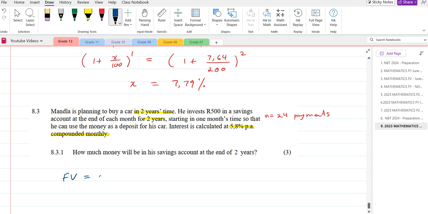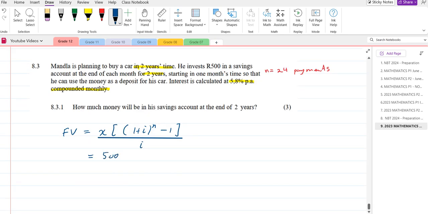Future value is equal to x into, because it's an annuity paying every month, 1 plus i to the power n minus 1, divided by the interest rate. Use this formula from the formula sheet, right? Now, what's the value of x? X is 500 rands each month, right? Now there are 24 deposits of 500 rand, and the interest is 5.8% compounded monthly.